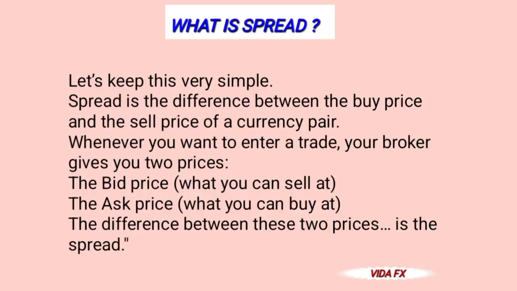So your broker gives you two prices. One is the bid price, and that is the price you can sell at. And the second price is the ask price, which is the price that you can buy at. So the difference between these two prices is the spread. I'm going to really explain this.